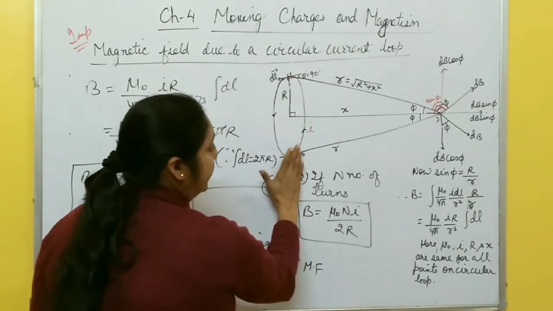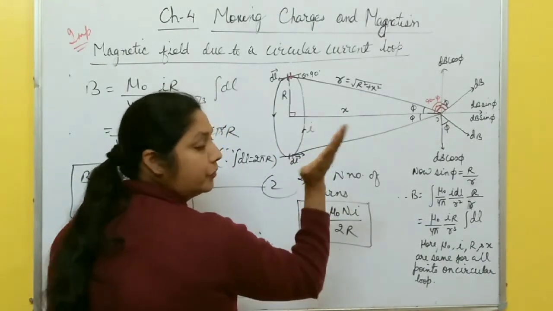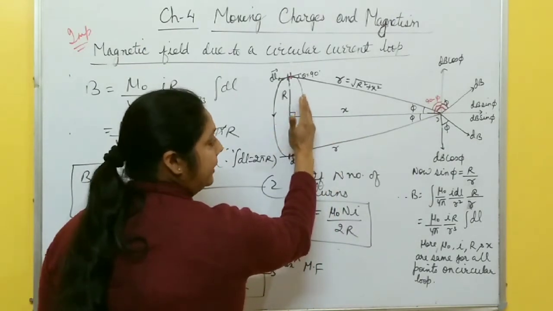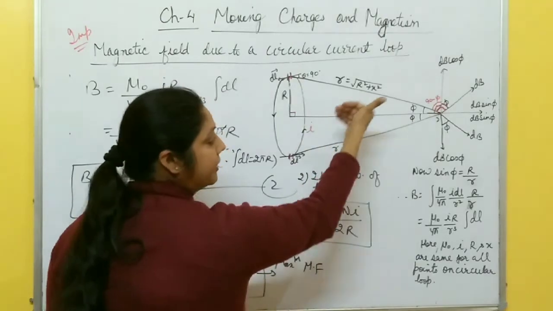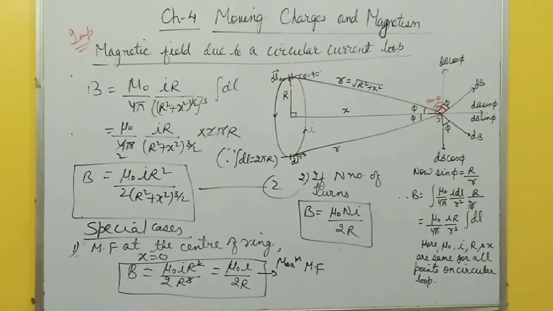Suppose current is flowing in this one, just put your fingers along the direction of the current. Then the direction of the palm fingers gives the direction of the magnetic field at any point, right? So please note down. Then after that we'll move to the next topic.